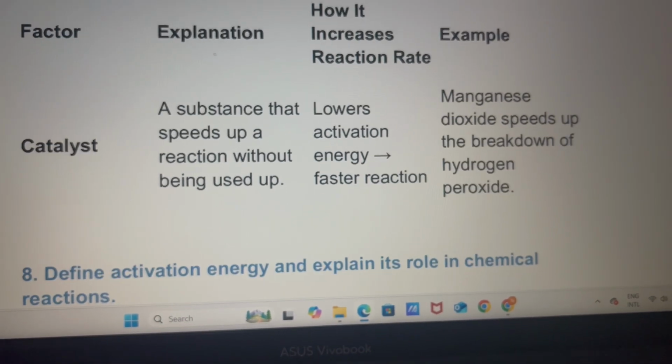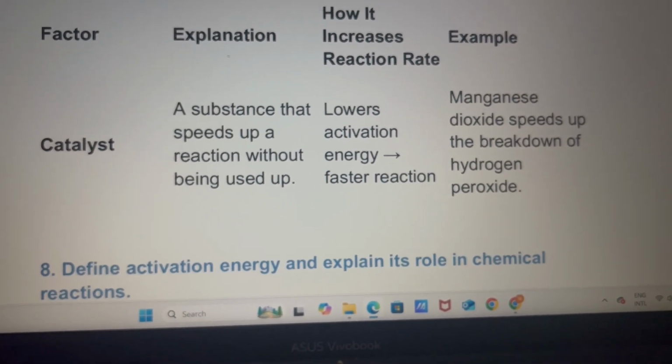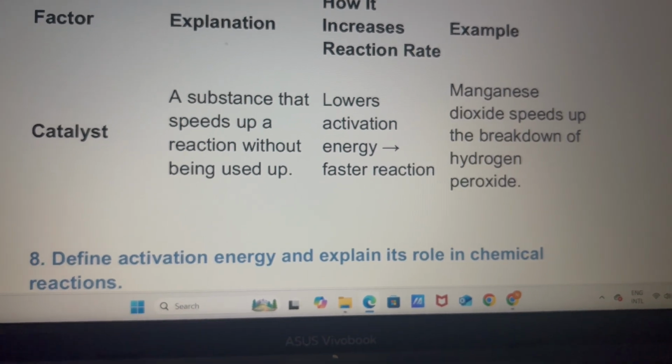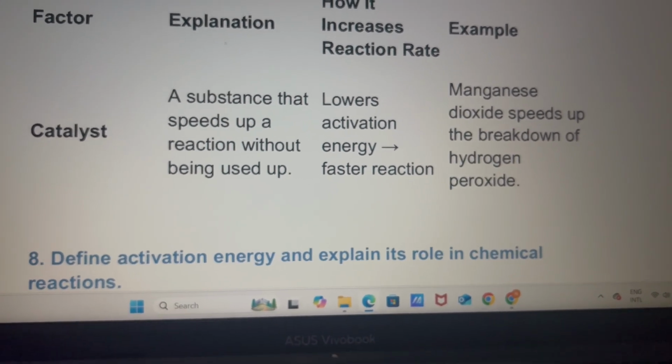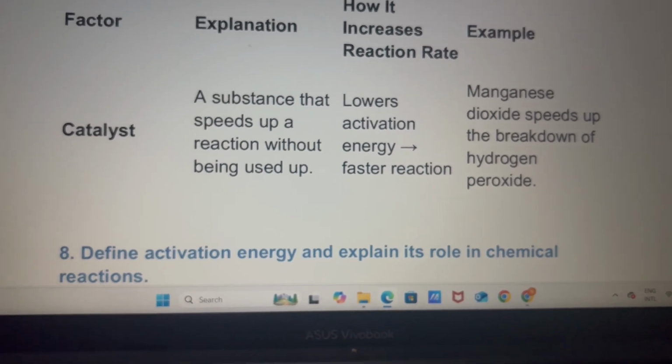For the catalyst, you add the catalyst to lower the activation energy. There is a minimum amount of energy you need for any reaction to start. This is called the activation energy, the minimum amount of energy required for any reaction to start. It's very important, the definition is very important.